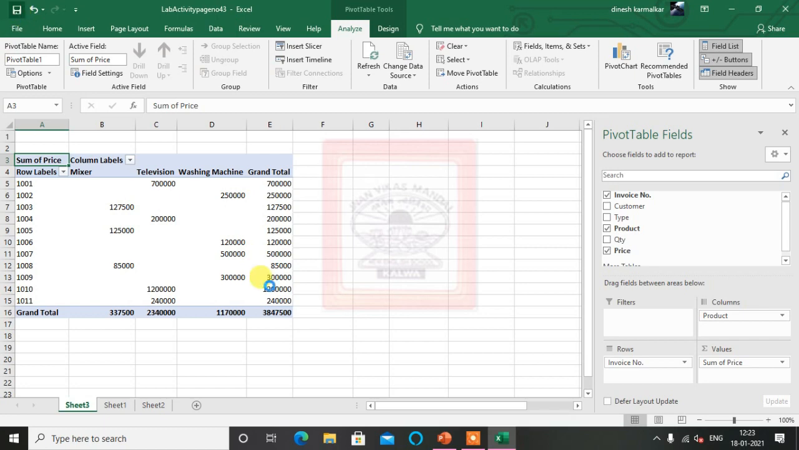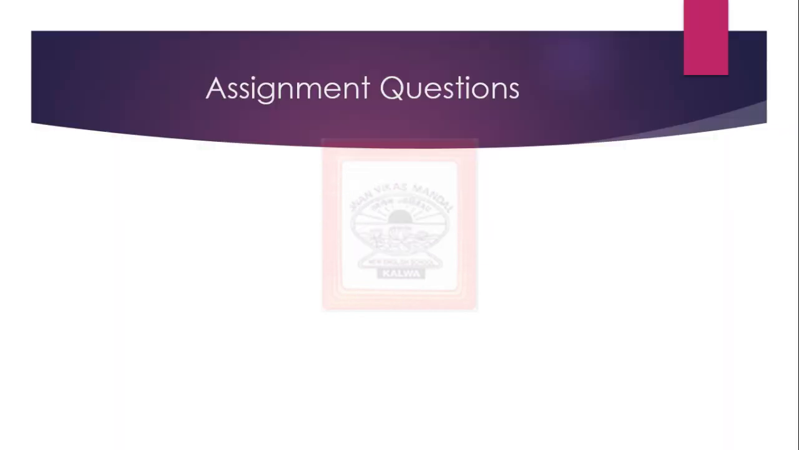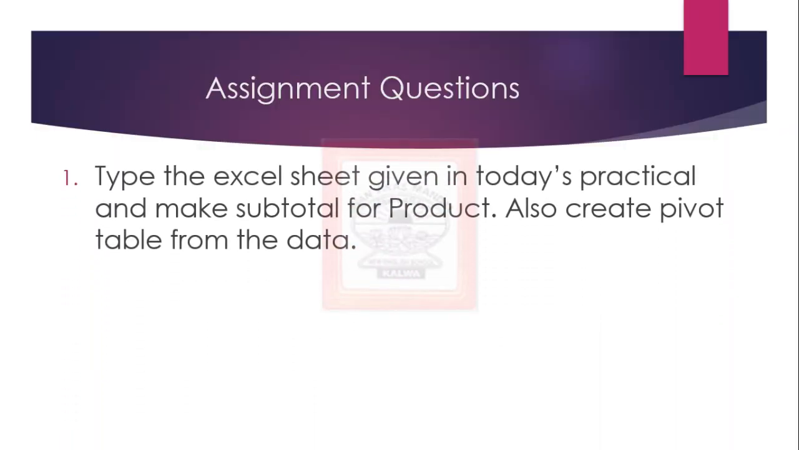Now let's see our assignment question. For the assignment, take the Excel sheet from today's practical and make a subtotal for the product. You have to make the subtotal based on product again, and also make the pivot table based on the product only. In the columns you take product, in the rows you take invoice number, and in the sum you take the price.